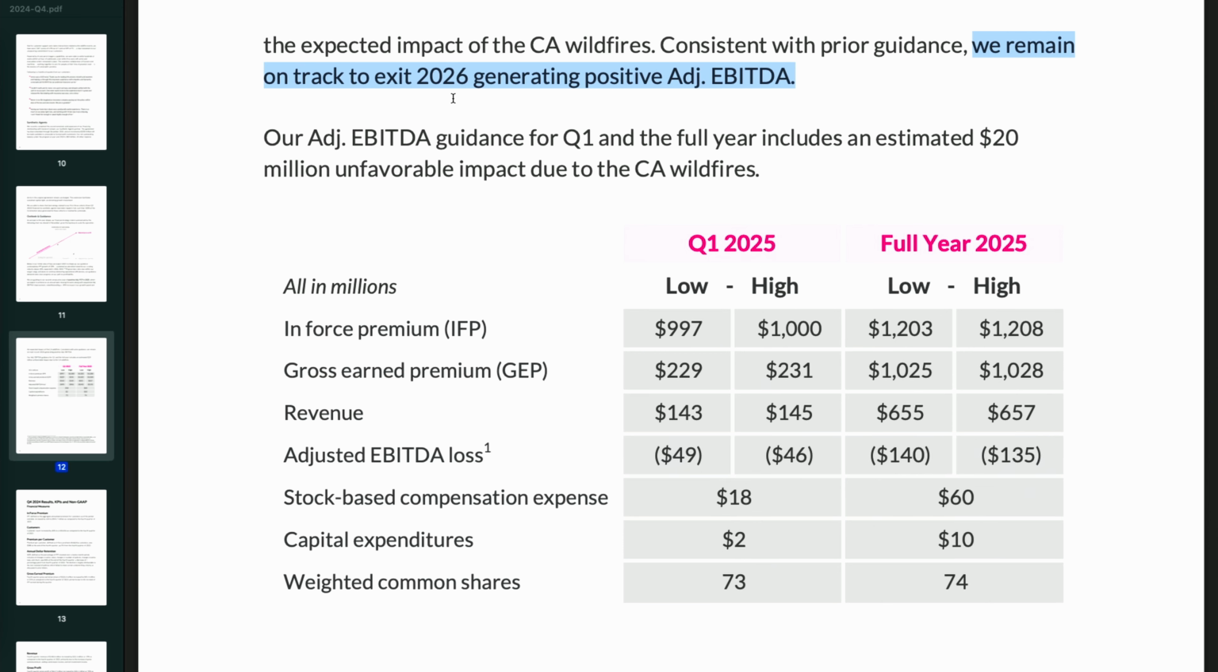So basically positive adjusted EBITDA not during 2026, but when they exit 2026. So let's say Q4 of 2026 will have positive adjusted EBITDA. That was the way they phrased it not too long ago in Q4 of 2024. Okay, now what else happened back in Q4 of 2024?